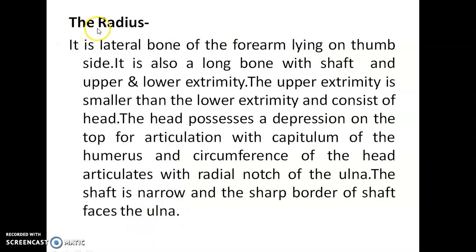The radius is the next bone of our upper limbs. It is the lateral bone of the forearm, lying on the thumb side. It is also a long bone with a shaft and upper and lower extremities. The upper extremity is smaller than the lower extremity and consists of a head.